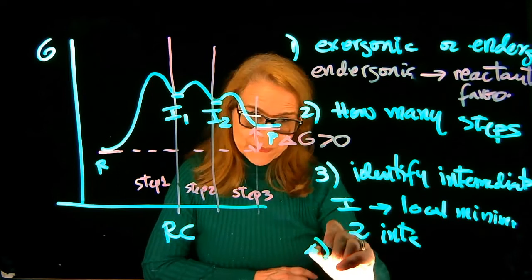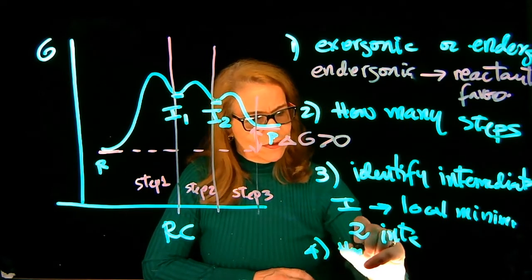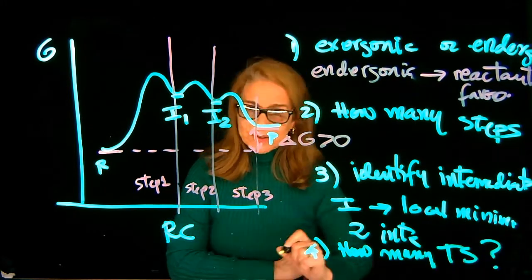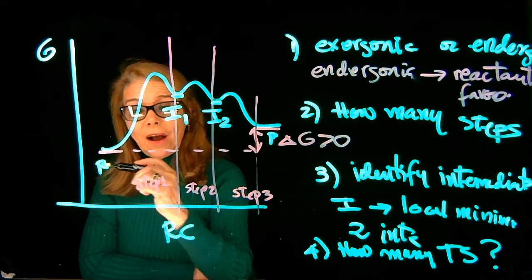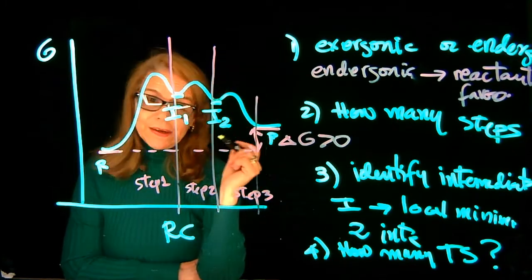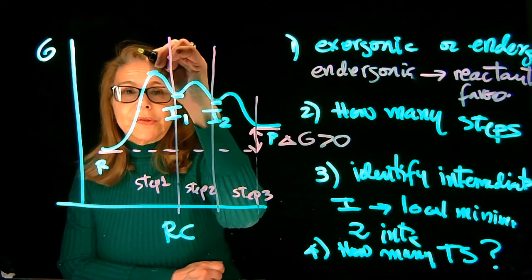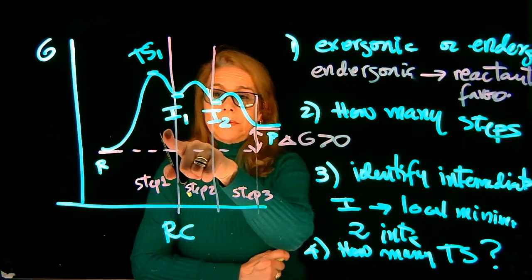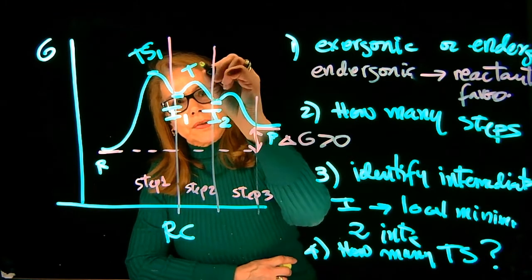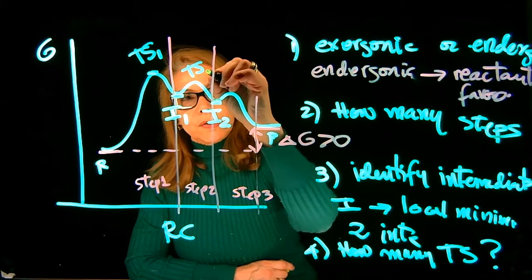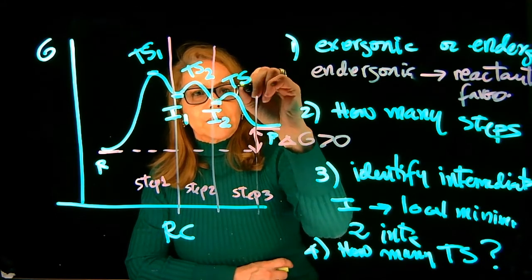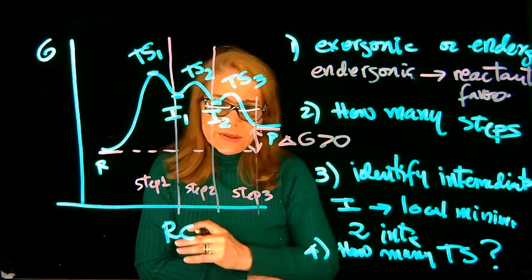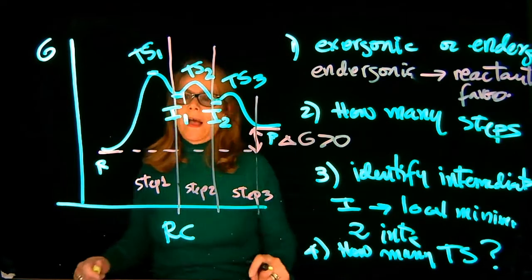Another question here. How many transition states do we see here? The transition states are the maxima in the curve. So here I have 1 transition state. This transition state is leading to the formation of the first intermediate. Then I have another transition state when you go from intermediate 1 to 2, and then you have a third transition state. So a reaction in 3 steps will have 3 transition states and 2 intermediates.